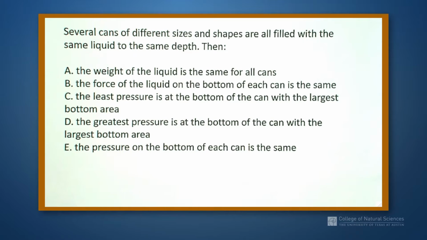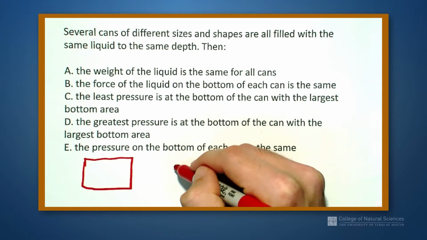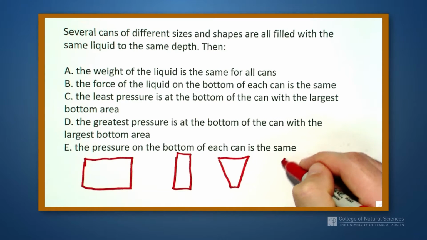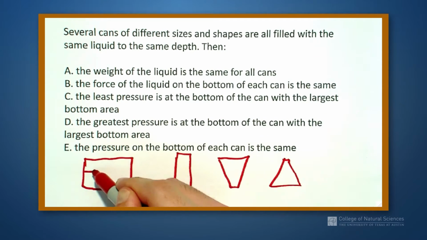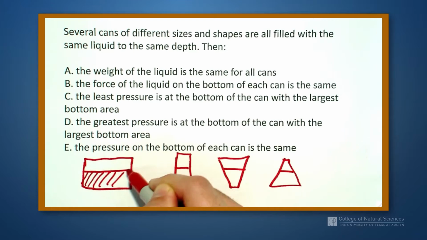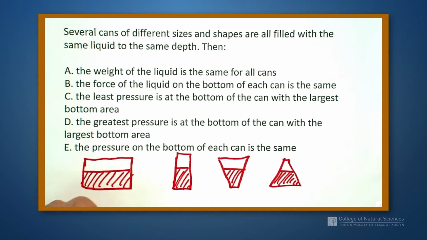So this question says that we have several different cans of different sizes and shapes, all filled with the same liquid to the same depth. So I'm going to have a big fat can, a little skinny can, a weird shaped volume can, and the opposite one, but I'm going to fill them all to the same depth. And it wants to figure out which one of the following statements is true. Well, let's look at them one by one.